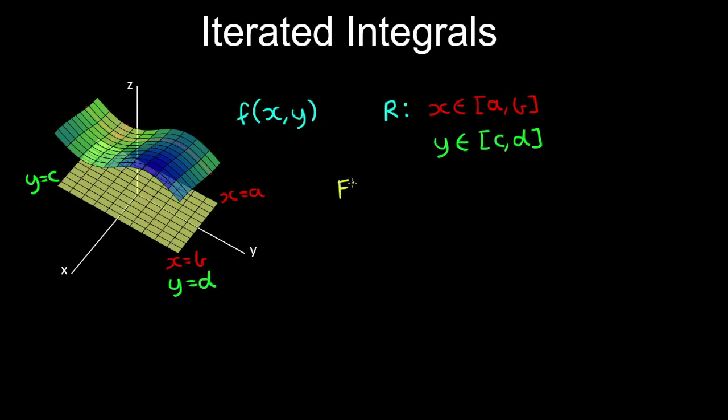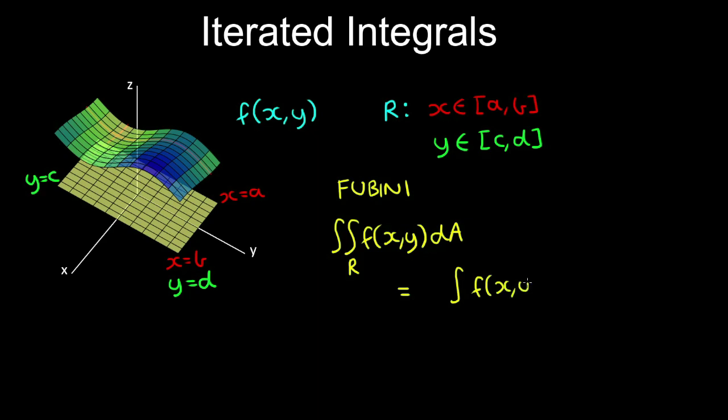Then Fubini's theorem states that the double integral of the function of x and y over the area of the rectangular region can be evaluated using iterated integrals. So in other words, we can first integrate with respect to x. So we're integrating the function from x equals a to x equals b along the x direction, and then we integrate the result from y equals c to y equals d along the y direction.